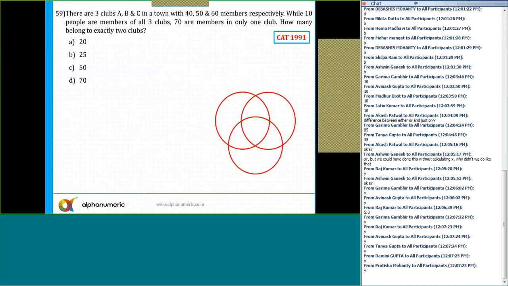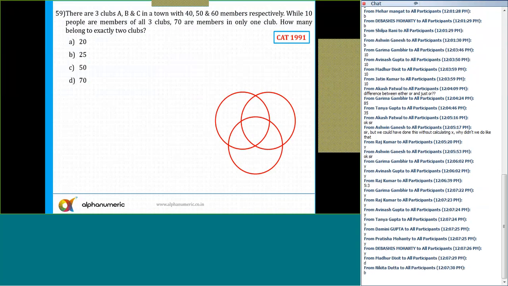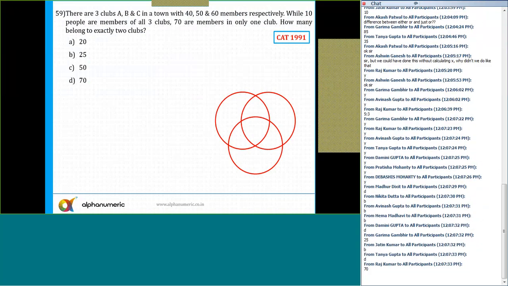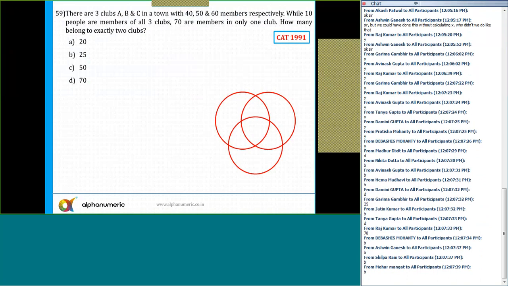Okay. Now, 59. What is the answer for question number 59? How many of them belong to exactly 2 clubs? Please tell me. The answer is option number B. Again, a very easy one.